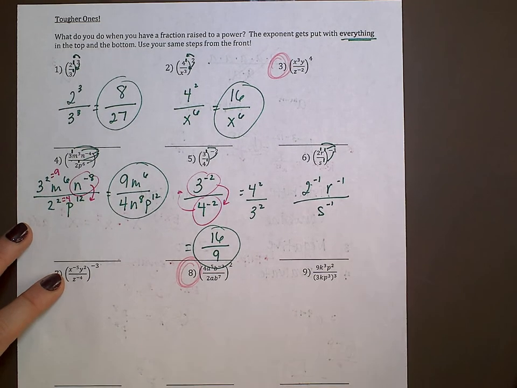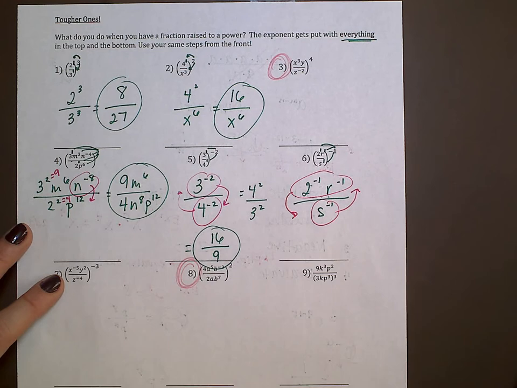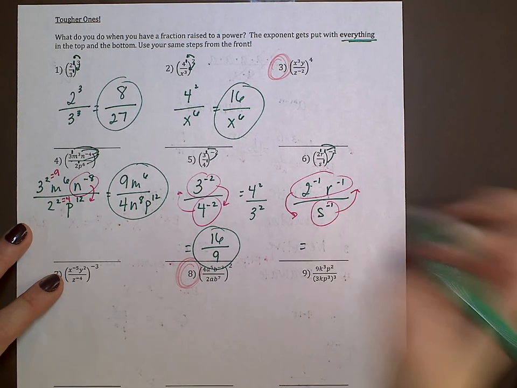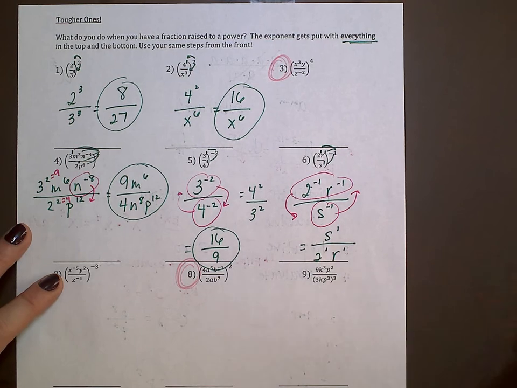Everything needs to move. Everything has a negative exponent. So my answer is going to be good from here. So it'd be s to the positive 1 over 2 to the positive 1, r to the positive 1. That's my answer.